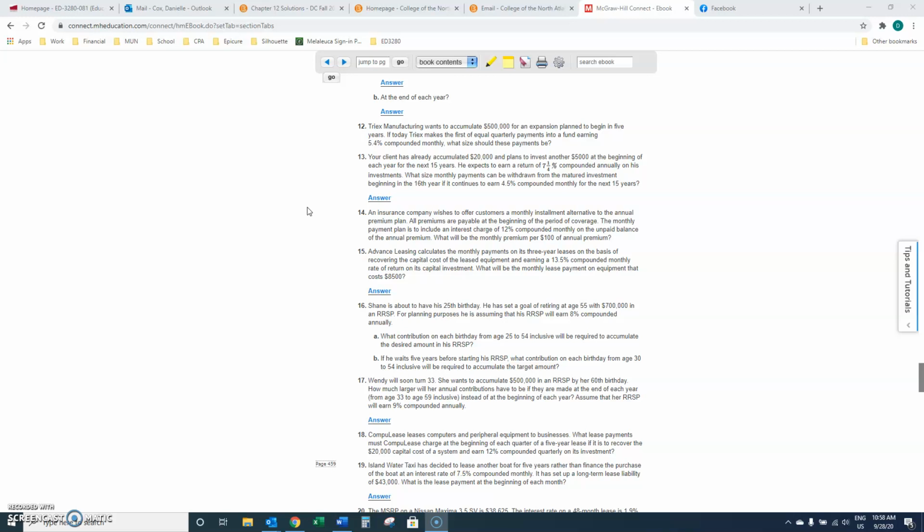Your client has already accumulated $20,000 and plans to invest another $5,000 at the beginning of each year for the next 15 years. He expects to earn a return of 7.25% compounded annually on his investments. What size monthly payment can be withdrawn from the matured investment beginning in the 16th year if it continues to earn 4.5% compounded monthly for the next 15 years?